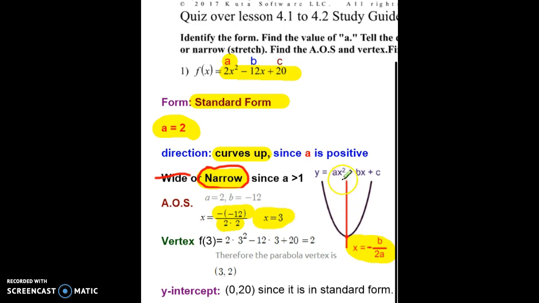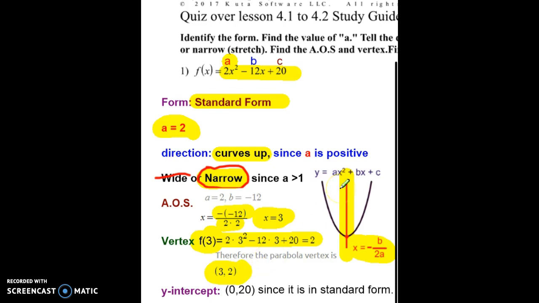So on my graph, that would be my axis of symmetry, which divides it into 2 equal parts. Because this is standard form, I'm going to take my axis of symmetry, which has to go through my vertex. So I'm going to plug in f of 3, and I put it in my calculator just like this from the original equation, and I end up with 2. So my vertex is 3, 2.